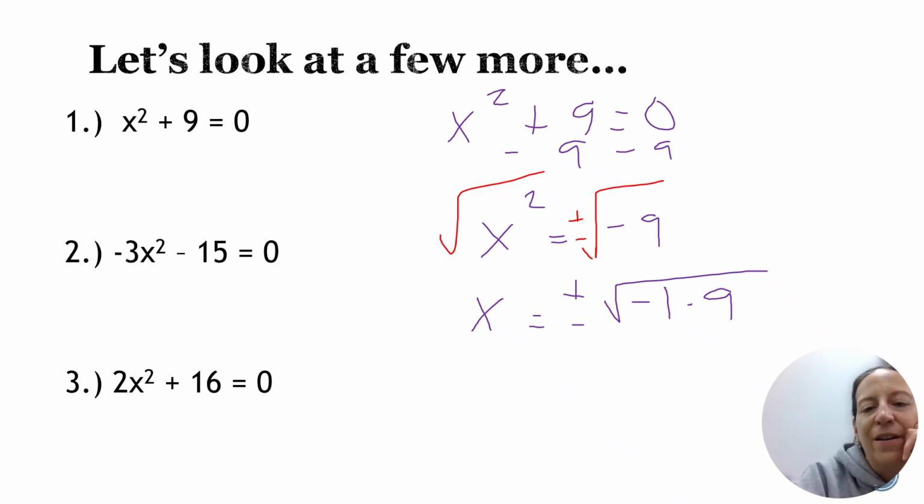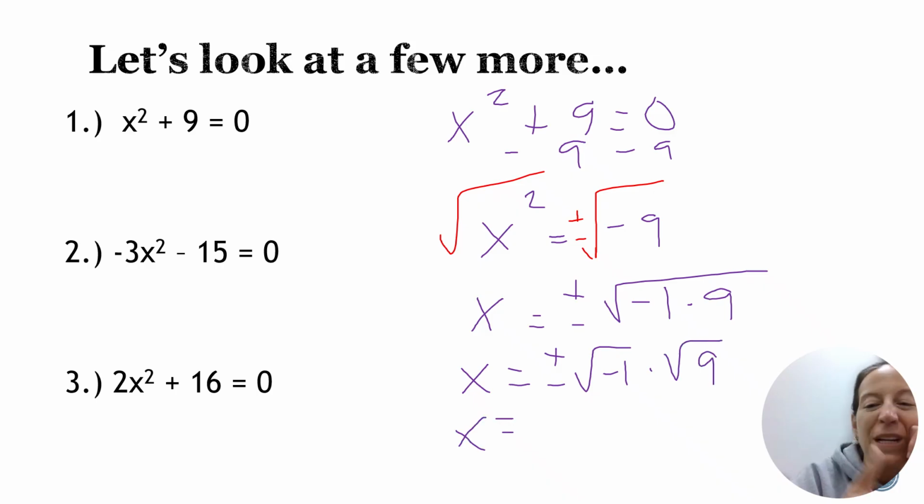So can we agree that -9 is -1 times 9? I hope we can. So that's the square root of -1 times the square root of 9. But what did we just say was the square root of -1? That's right. We said it was i, and the square root of 9 is 3.